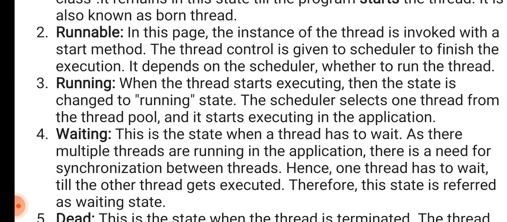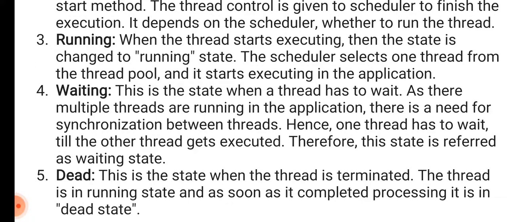Fourth state is waiting state. This is the state when a thread has to wait. As there are multiple threads running in the application, there is a need for synchronization between threads. Hence, one thread has to wait till the other threads get executed. Therefore, the state is referred to as waiting state.